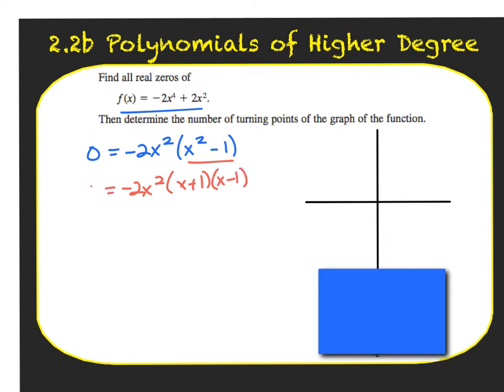And so what are my zeros? 0, 0. What else? Negative 1, 0. What else? Positive 1, 0. All right, so I have negative 1, 0. I put a little dot. All right, I have 0, 0. I put the dot. And I have 1, 0, and so I'm going to put a dot here.